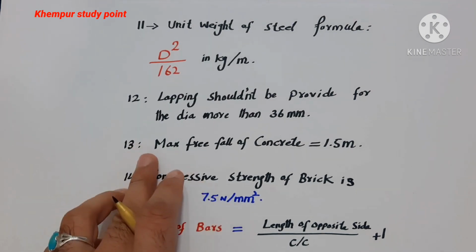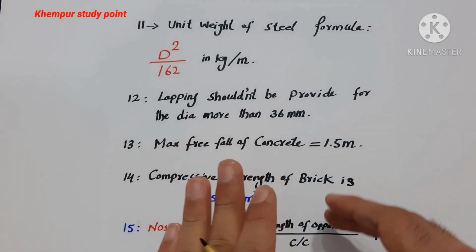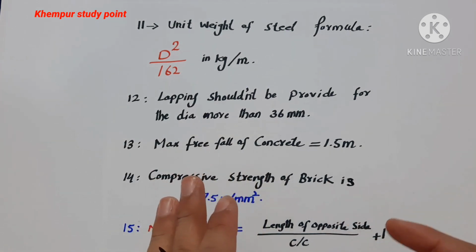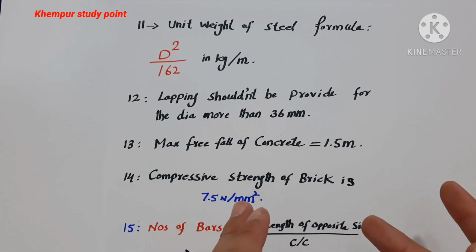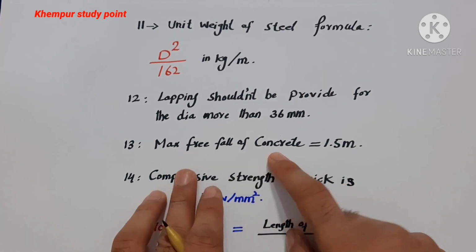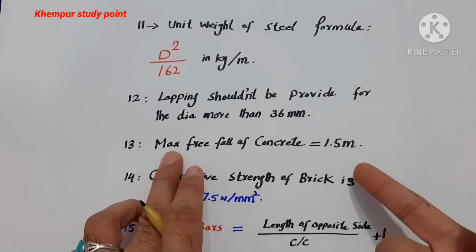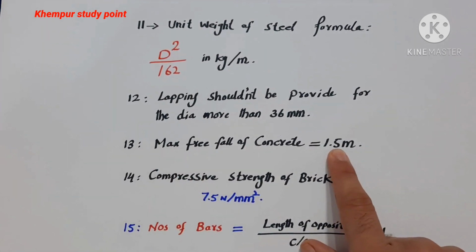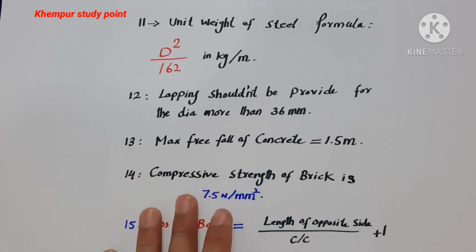Guys, the 13th one is max free fall of concrete. During pouring of concrete in slab or in any RCC member, the concrete height should not be more than 1.5 meter. So max free fall should not be more than 1.5 meter. Otherwise it will cause bleeding, segregation, etc., and you will face problems.